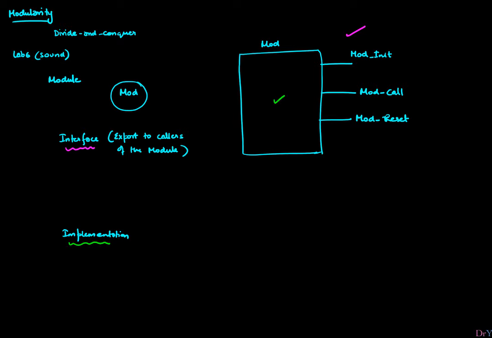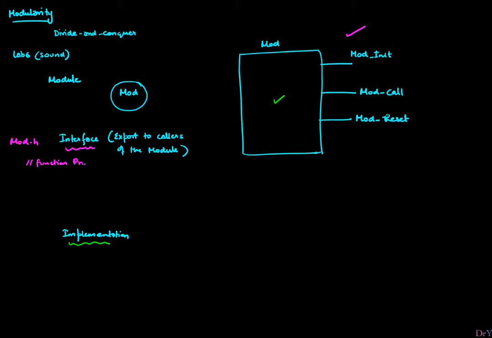Now, as I said, it's a convention to use this underscore notation. We prefix with the name of the module, and then the suffix is the particular interface that you're trying to implement. So, for example, this module has three subroutines, and the interface, which will be a file called mod.h, will have the function prototypes.